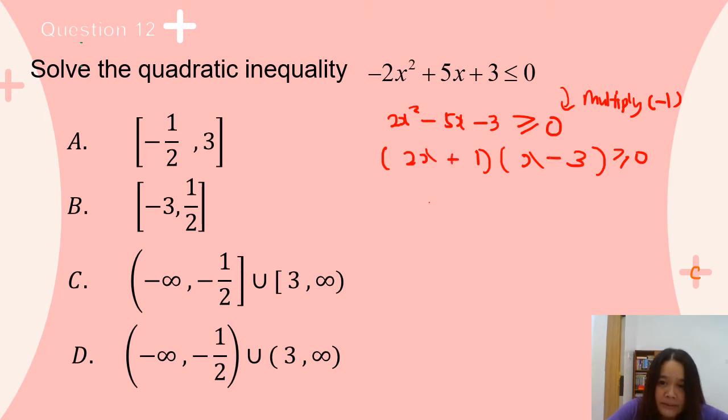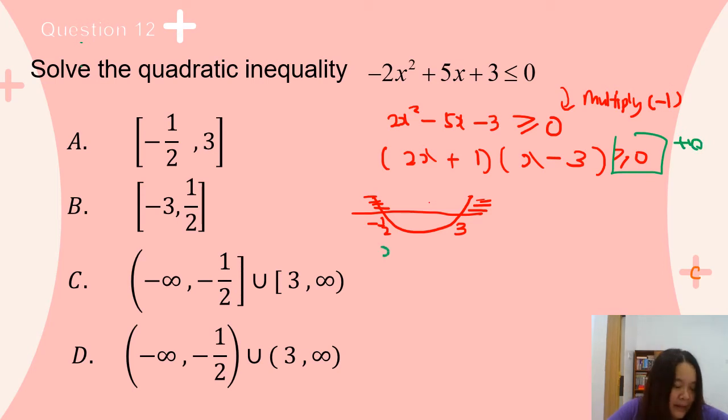Minus and plus. Okay, after this you may use the graphical method, or you may use the sign table, whatever you like. So if you use the graphical method, you draw a quadratic graph. So this one is minus 1 over 2 and this is 3. So you choose the region which is positive, because here it says that you're going to choose positive. So the answer should be x is less or equal than minus 1 over 2 or greater or equal than 3.